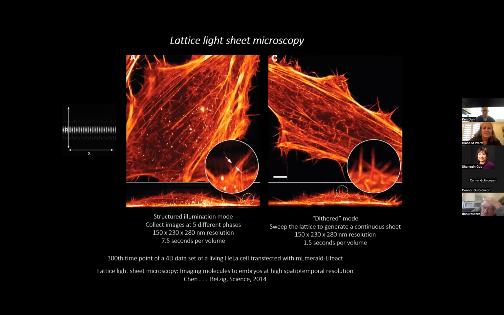Alternatively, you can take this whole thing and dither it, which means scanning it sideways, back and forth. Very, very rapid. And you make a solid sheet.